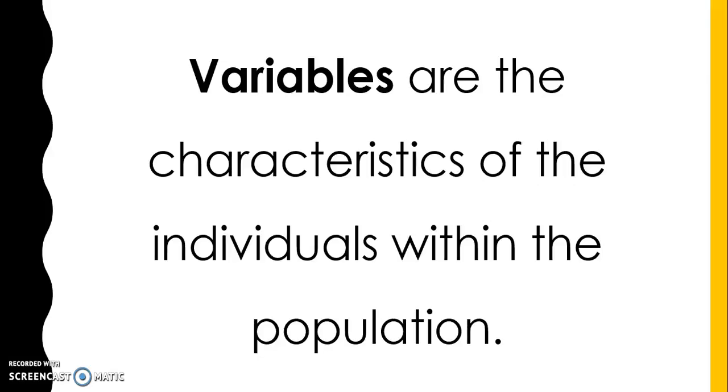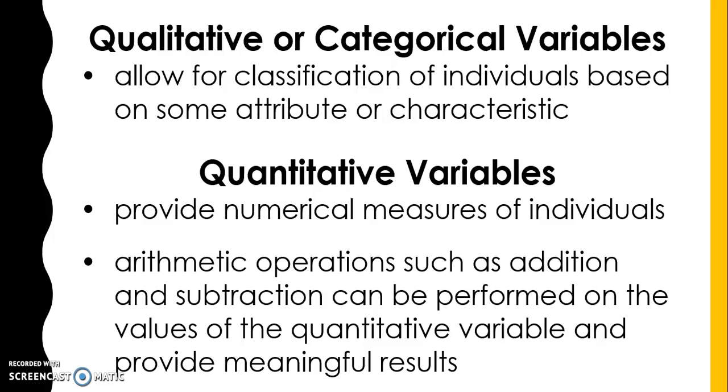In this video, we're going to talk about qualitative variables versus quantitative variables. So first of all, what is a variable? Variables are the characteristics of the individuals within a population. So maybe we're talking about height or eye color or weight. There's tons of things you guys can think of, I'm sure.